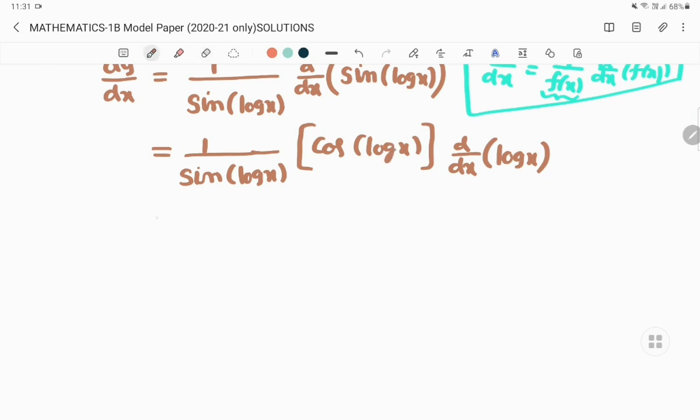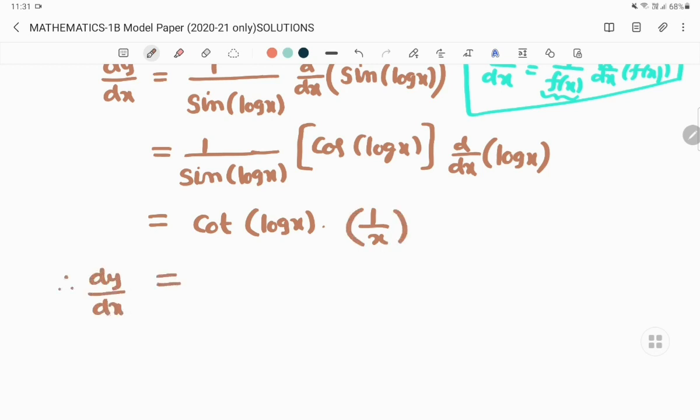Cos of log x by sin of log x is cot of log x. d by dx of log x is 1 by x. So the answer is dy by dx is equal to cot of log x by x.